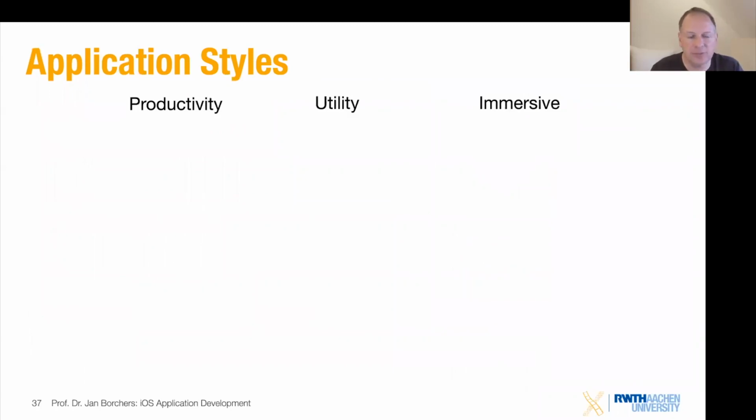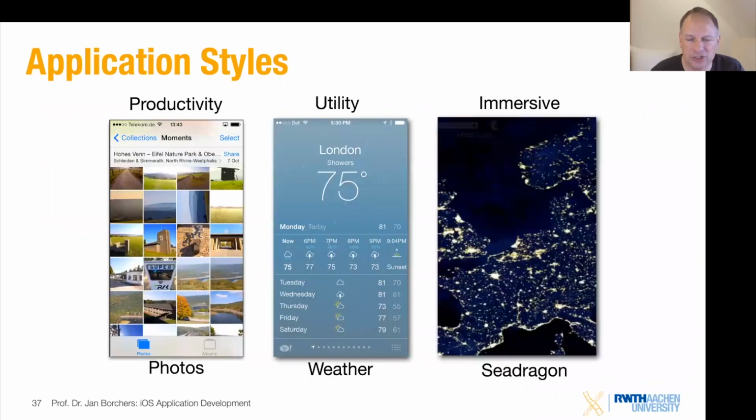There are 3 different application styles that we typically distinguish. The first one is productivity, the second one, utility, and the third one, immersive. Here are 3 examples of these things. Let's go through productivity first.